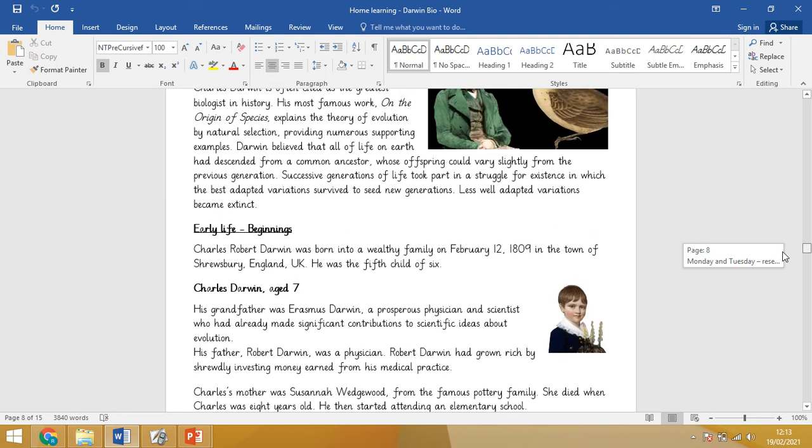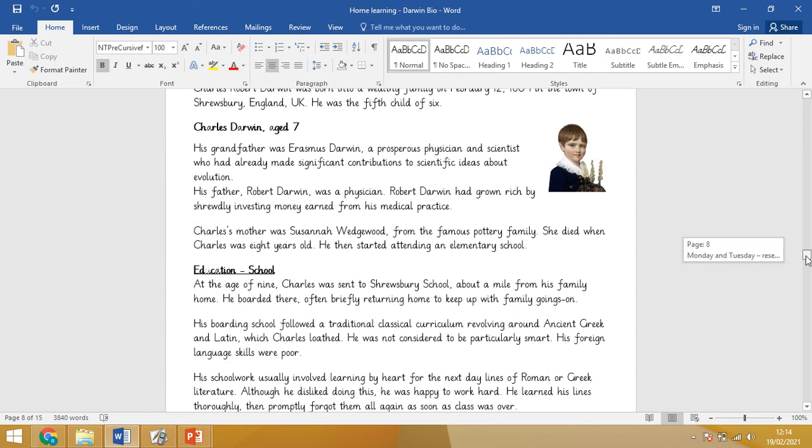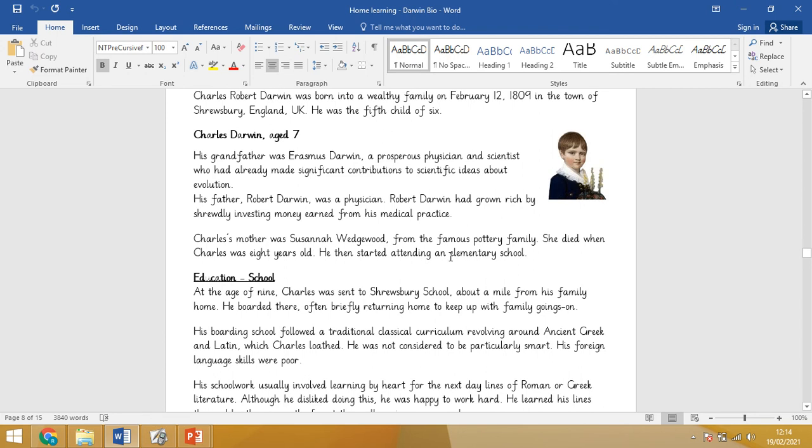And he looked up to his grandfather, who has the best name ever, Erasmus Darwin, who was a physician, a fancy word for doctor, and he was also a scientist. His grandfather planted the idea about evolution quite early on in his grandchild Charles. His father, Robert Darwin, was also a physician, and he'd grown very rich by investing his money earned from his medical practice. And his mother was a lady called Susanna Wedgwood, from a famous pottery family, apparently. But she died very young, when Charles was 8.